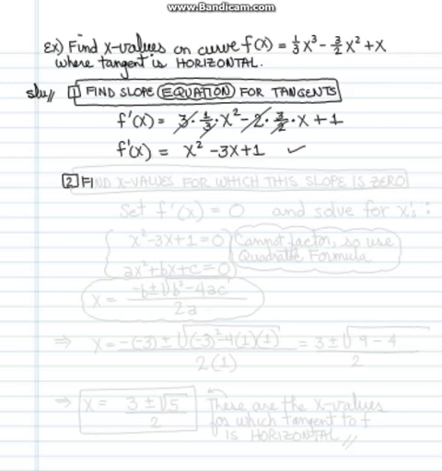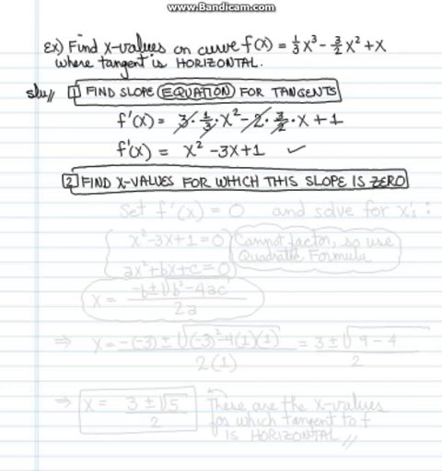So step 2, we will find the x values for which this slope, the slope of the tangent, is 0. So we need this slope to be 0. And then we find the x partners. So we're going to set f prime of x equal to 0. So we know we have a horizontal line. The slope is 0. And we are going to solve for these x's.